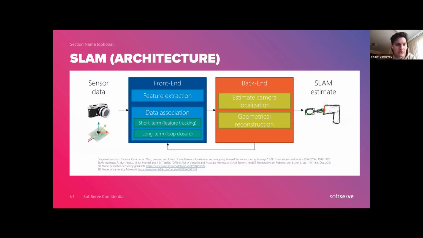Now let's talk a little bit about the SLAM architecture. The system is actually made up of 4 parts.